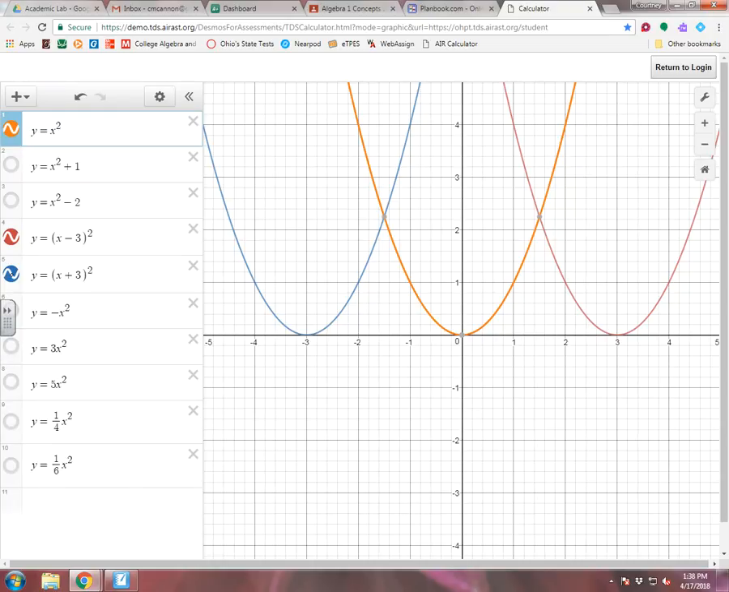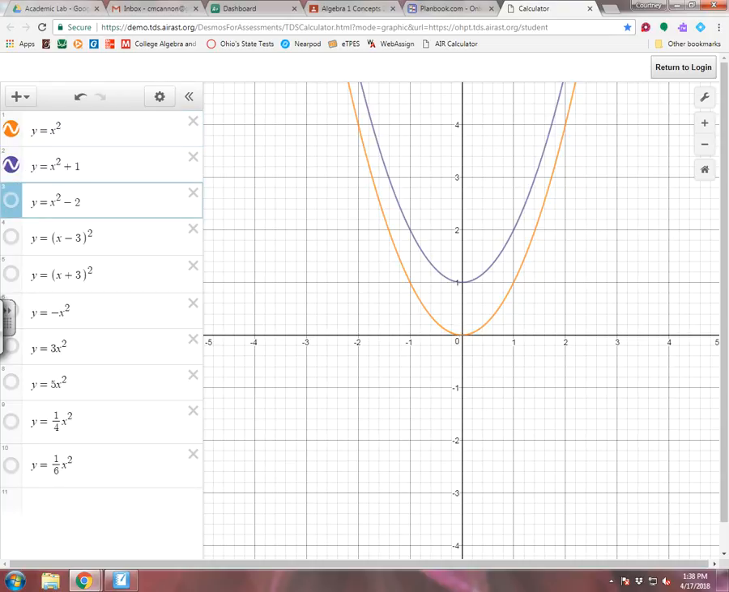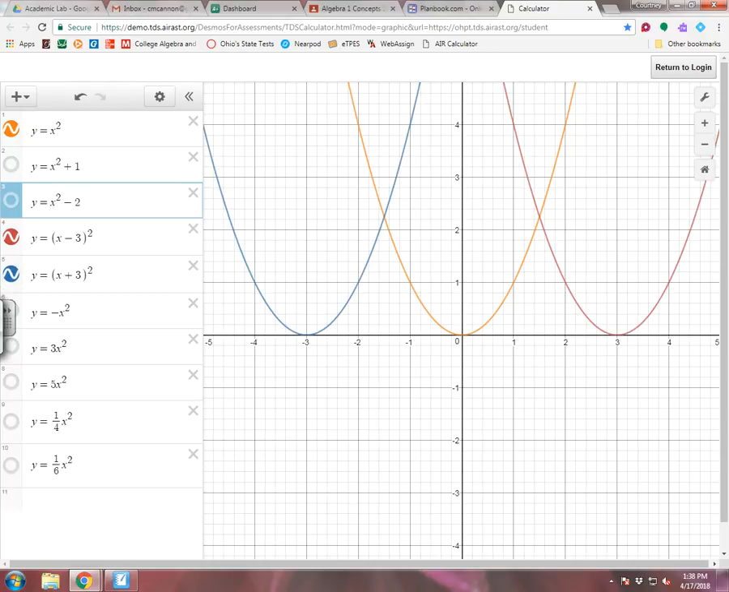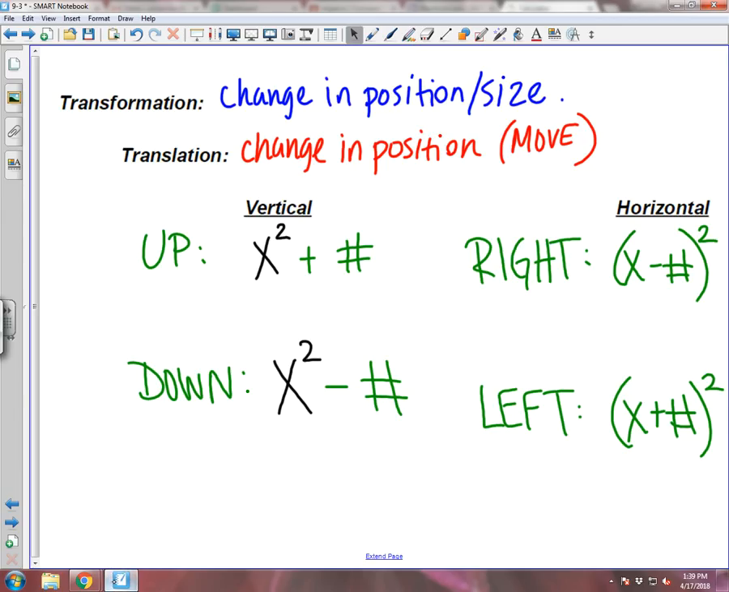How are we doing? Are you sure? You're positive. Okay. So if we have a number off to the side, we're moving up and down. If we have a number inside the parentheses, we're moving left and right. Fair enough? You sure? Okay, so let's go back to our notes then.